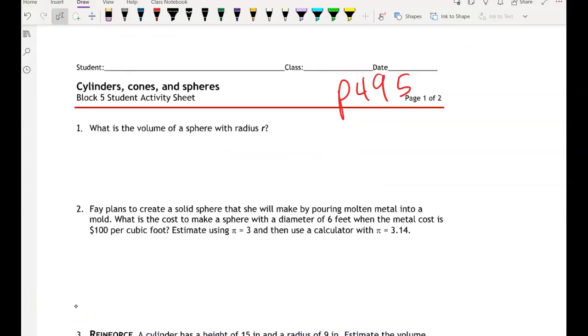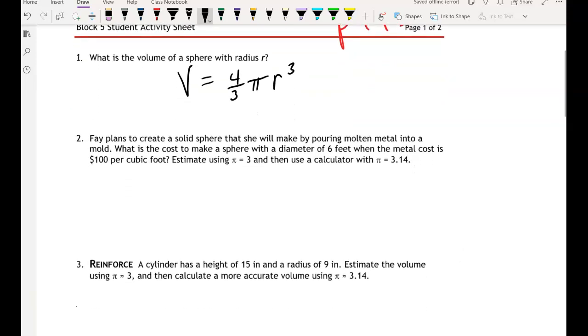All right. I'm sure you can see now that I'm back on page 495. And question number 1, the volume of a sphere with radius of r. Of course, we know the formula is volume equals 4/3 multiplied by pi times the radius cubed. Now, let's answer this second question.